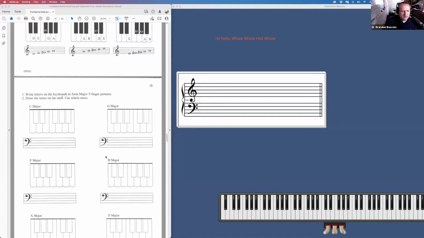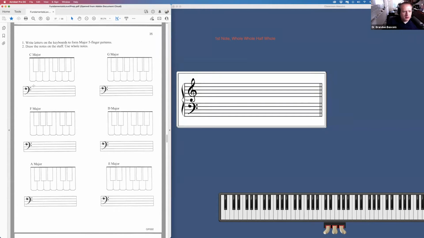Page 35 basically wants you to redraw those. So we're going to go first note, whole step, whole step, half step, whole step. And then we're going to draw them on the staff.